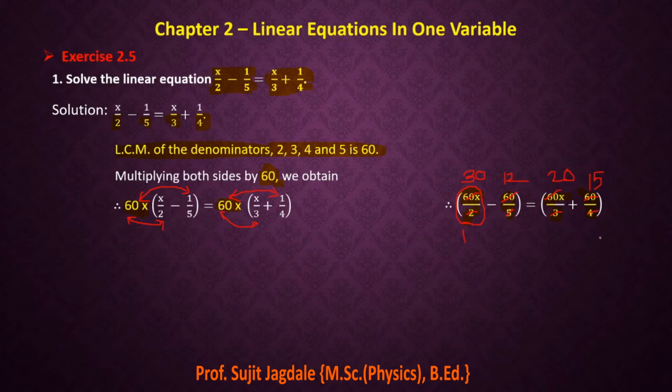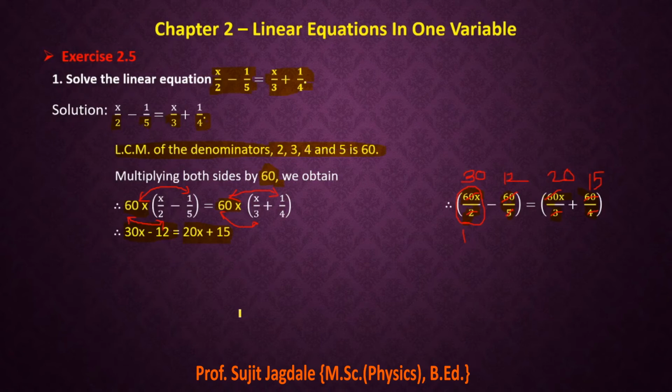So that means all the numbers are divisible by the denominators. That means 60 is divisible by each denominator because 60 is the LCM after all, so that's why they are all divisible. So therefore after dividing the numerator by the denominator, we are getting 30x minus 12, which is equals to 20x plus 15. So here this is the next step.